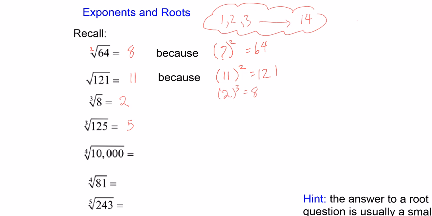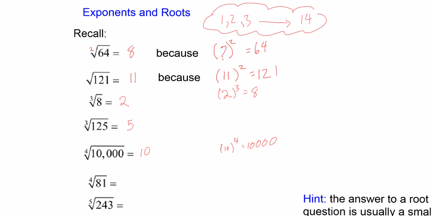The fourth root of 10,000. Well, if you think about it, something to the 4 is equal to 10,000. And that something is 10, so the fourth root of 10,000 is 10.